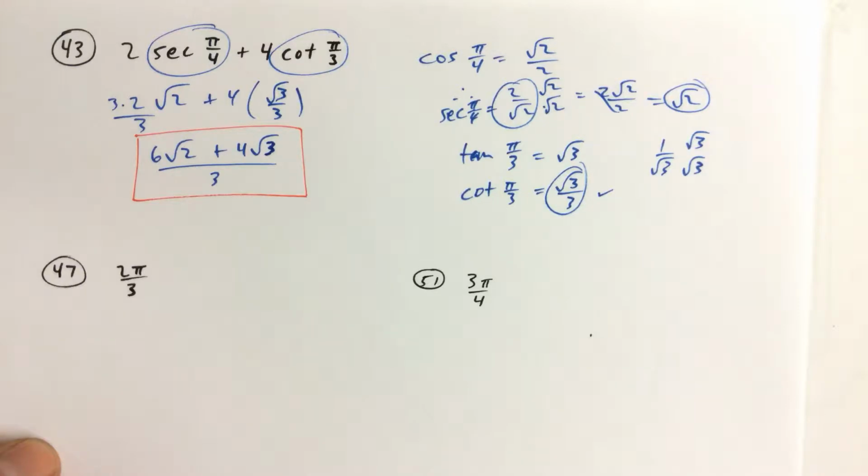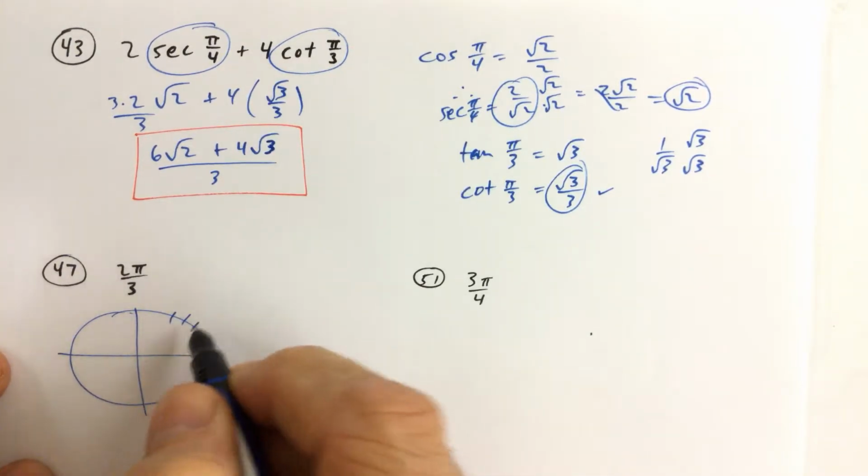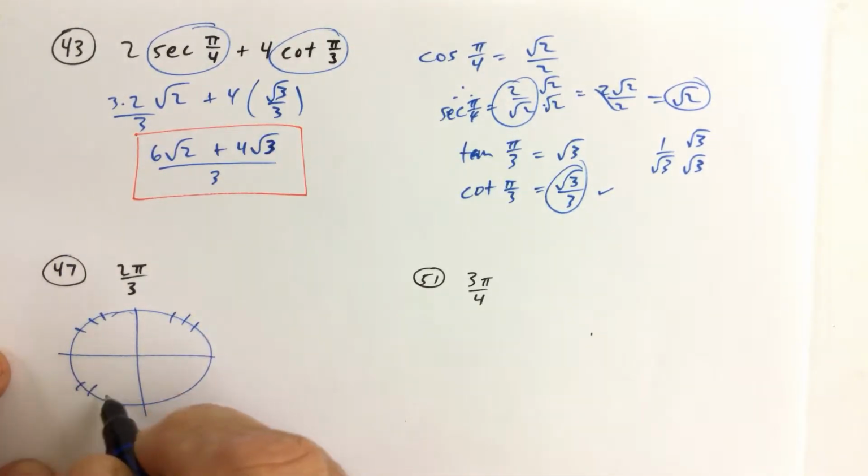All right, let's see what we have to do for number 47. Find the exact values of the 6 trig functions of the given angle. Well, we already know how to do this. Why am I doing this? Just so you guys can get some practice with the other trig functions, the reciprocal functions.